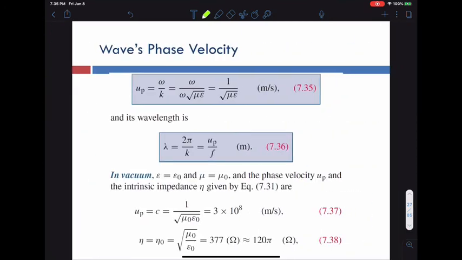And for your wave velocity, we have seen it before. This is the equation we have seen in chapter 2, and also your lambda, which is your wavelength, is also here, the phase velocity over f, and your intrinsic impedance is the square root of mu 0 over epsilon 0 if you have a lossless medium. All right.